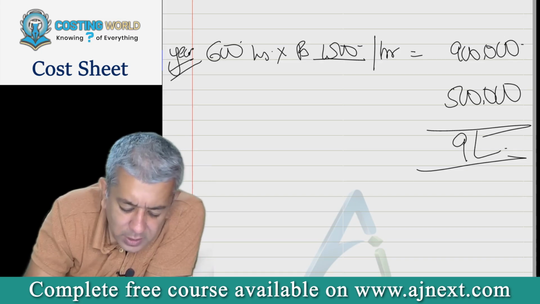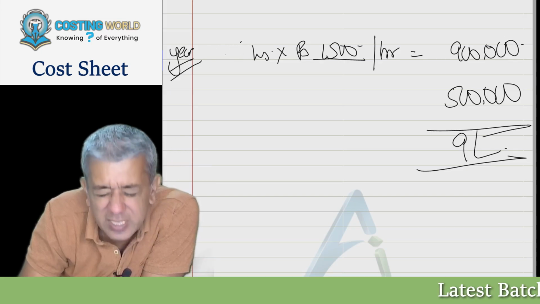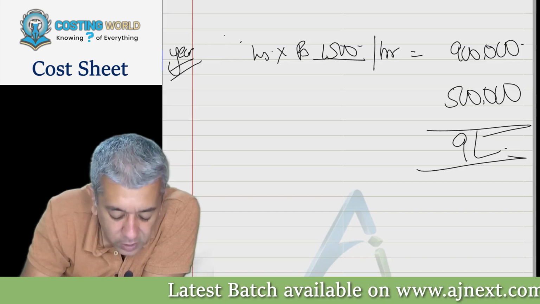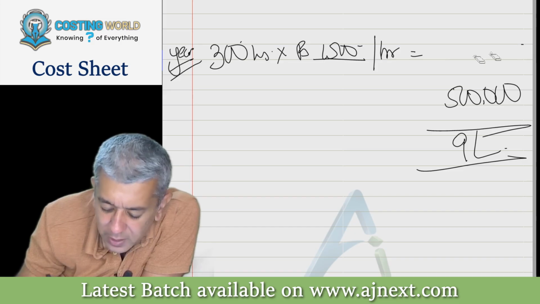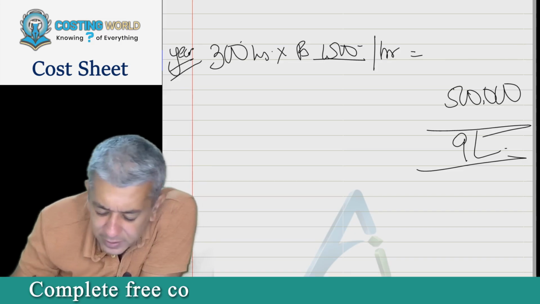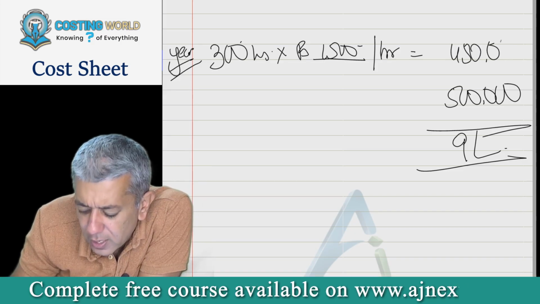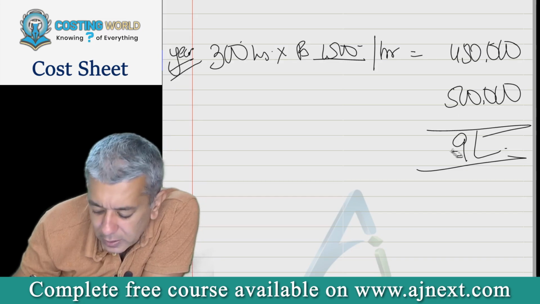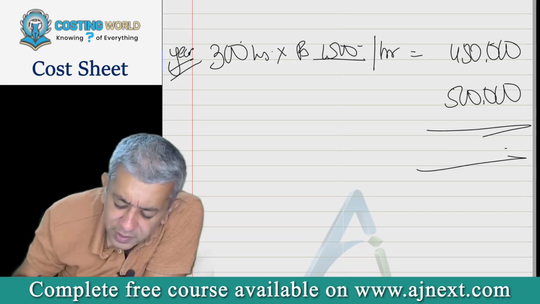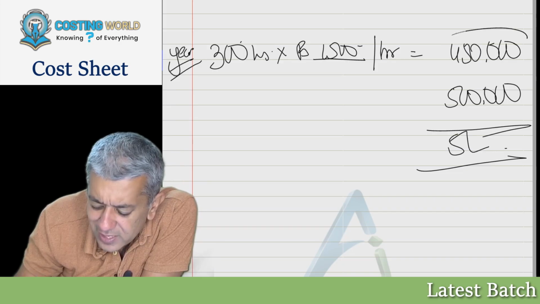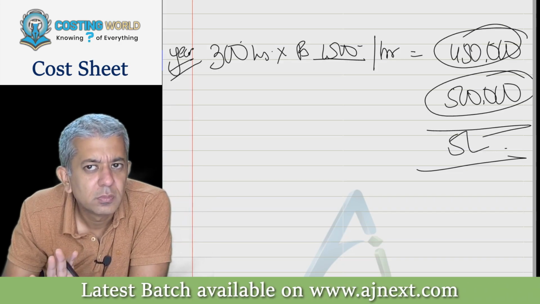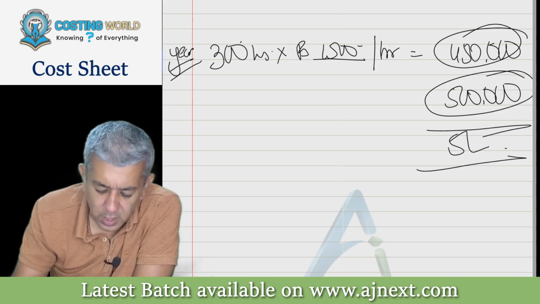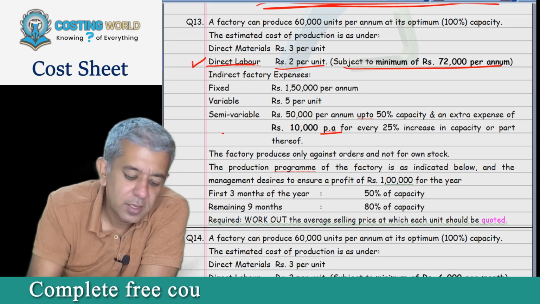Suppose in a particular year, he only works in this particular case for 300 hours. So 300 hours into 1500, that will make it how much? 4,50,000. Tell me how much I am supposed to be giving to him? 5 lakhs. In other words, can you say this figure or this figure, whichever is higher, no? Yes, sir.